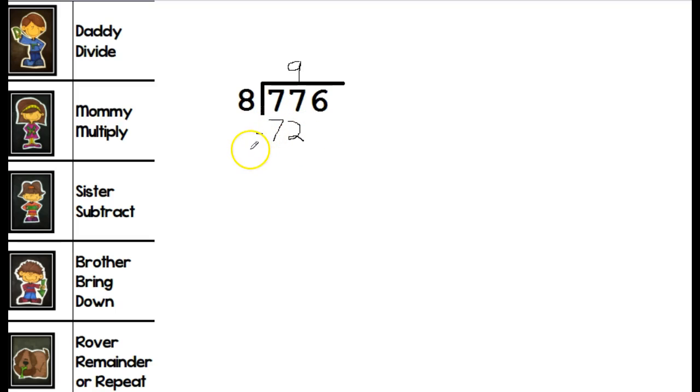Sister subtract, minus 72. 77 minus 72 is 5. Brother is going to bring down this 6. And then I'm back up to divide here. 56 divided by 8, and that's going to be 7. Do multiply. 7 times 8 is 56. I subtract, and I end up with a 0. And since I won't have any remainder, I'm going to put my little bullseye in.